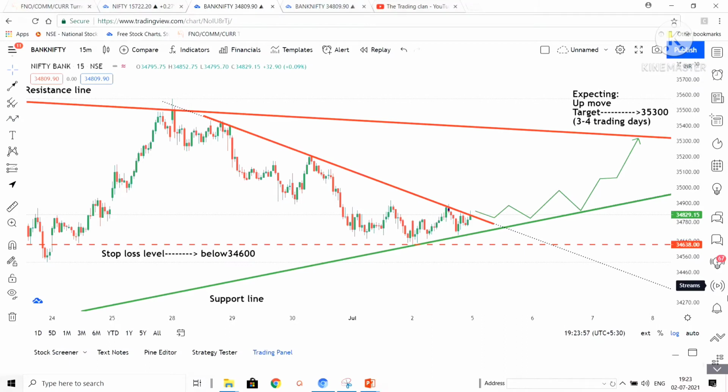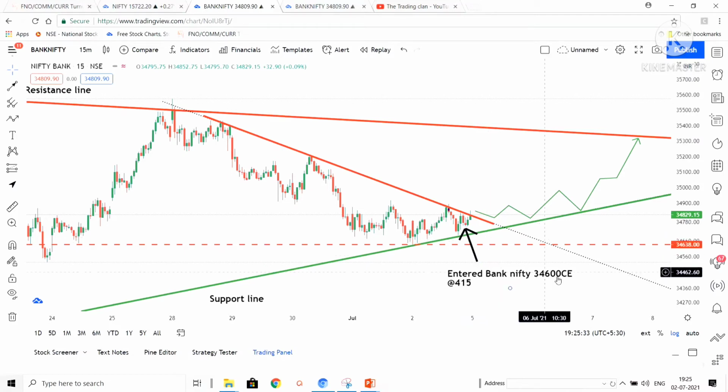I am expecting the market will move in upside direction and hit the target of 35,300 within 3 to 4 trading days. Because of the above reasons and predictions, I have entered the Bank Nifty today at 34,600 CE at the premium of 415 rupees. Let's see what will happen in the coming days.